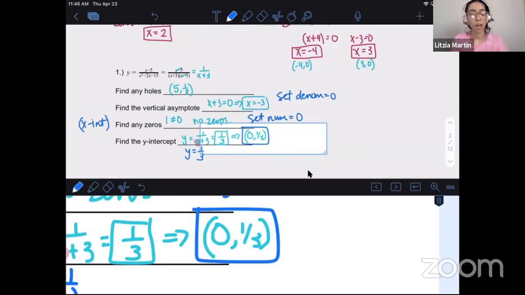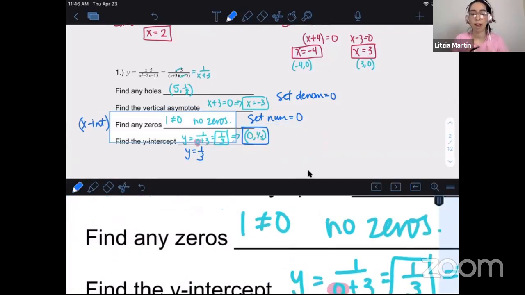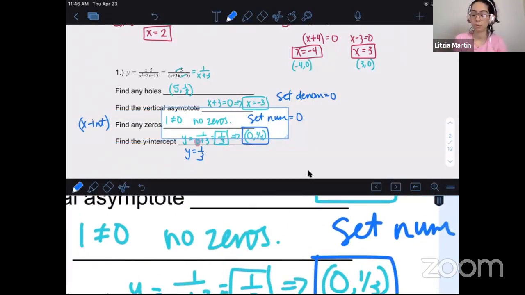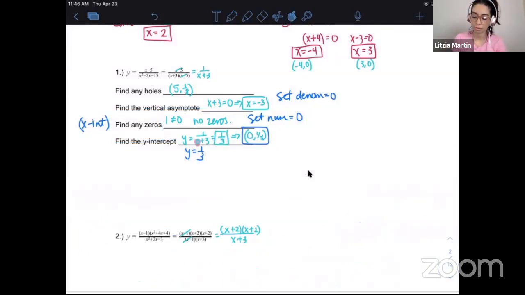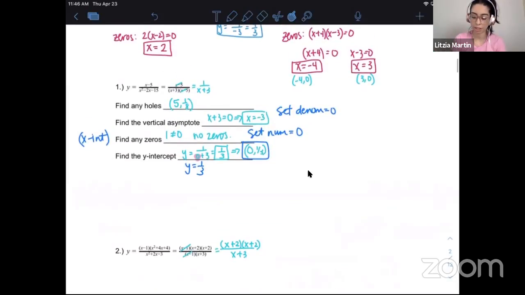Same thing for a 0. If you had a 0, then you would have the x value and then your y would be 0. Okay, so that's that first example.